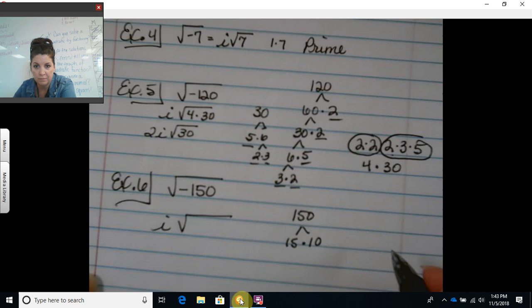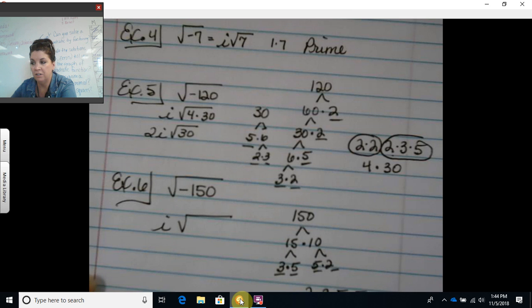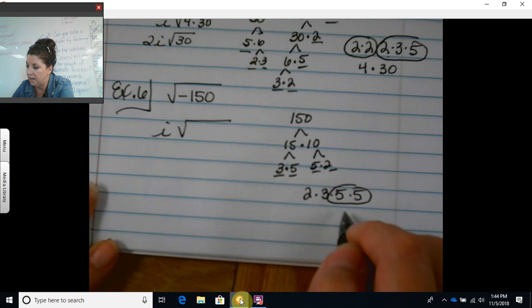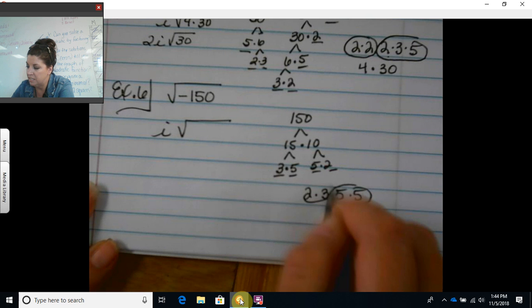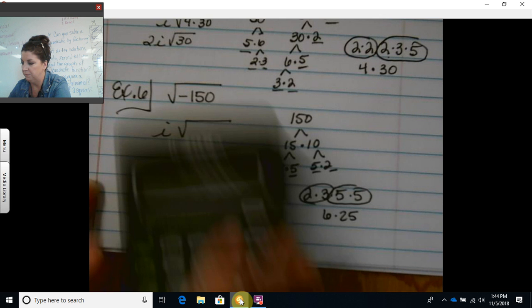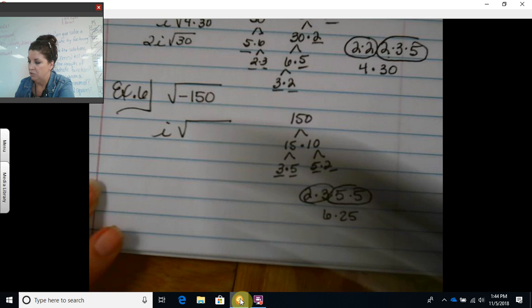Nope. So give me factors of 15. 3 and 5, those are both prime numbers. So factors of 10. 5 and 2, and both of those are prime. So my factors are 2 times 3 times 5 times 5. Does 150 have any perfect squares in it? 5 and 5 give me 25. So that means that 6 times 25 is equal to 150. So I will replace that.